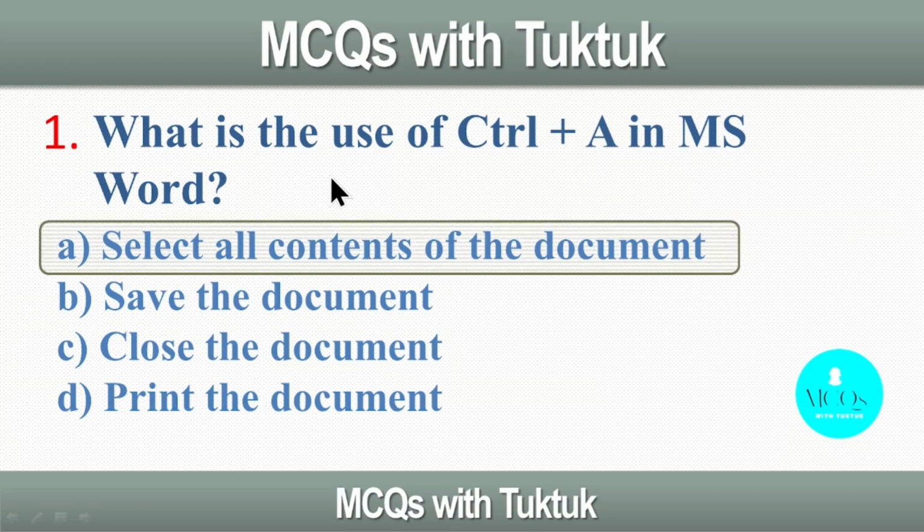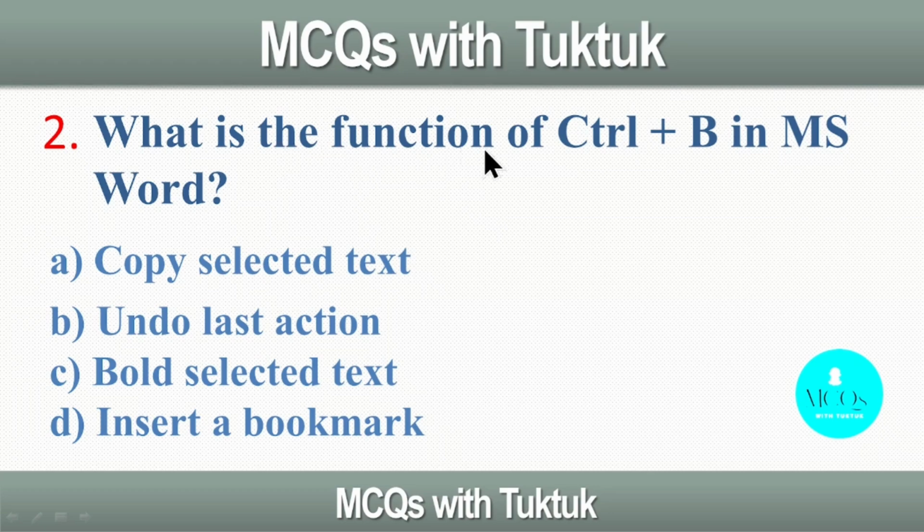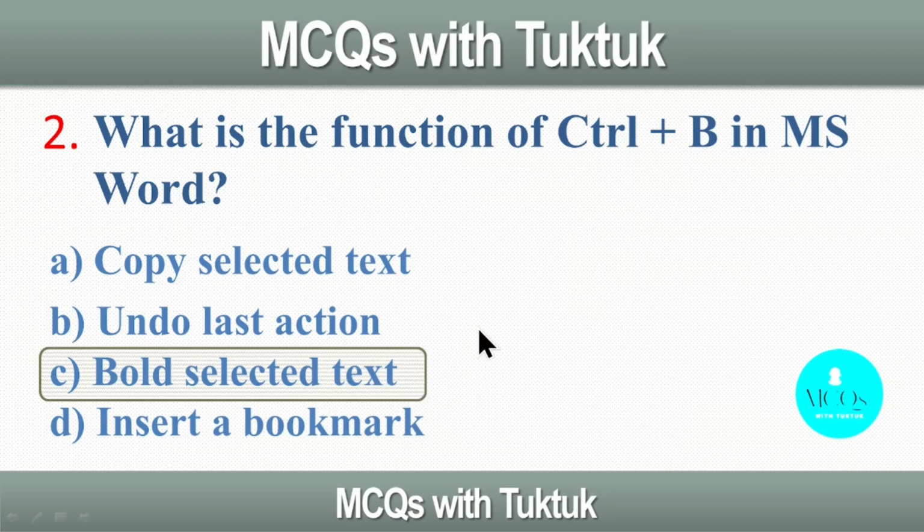document. Our next question, what is the function of Ctrl plus B? Once you select some text and press Ctrl B, it will convert the selected text into bold. I think all of you know what is bold. So Ctrl B is to convert the text into bold using the shortcut key. This is the bold text.